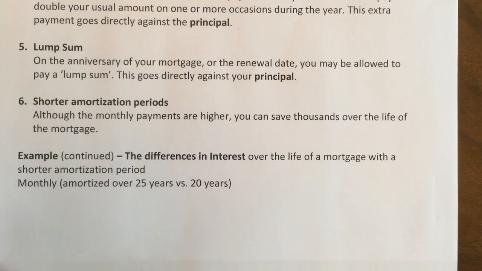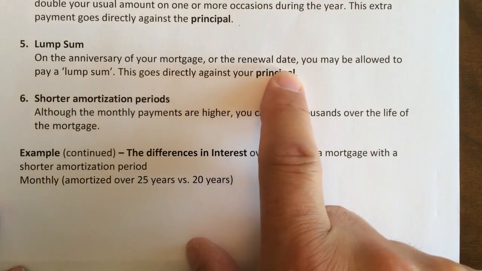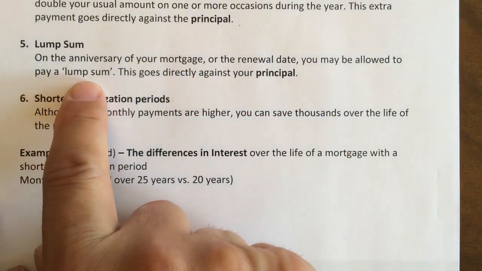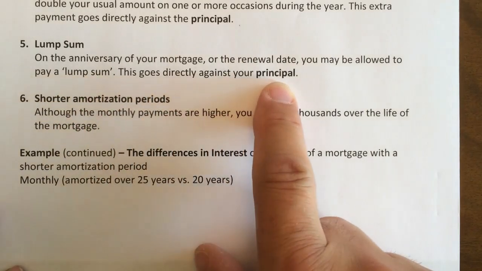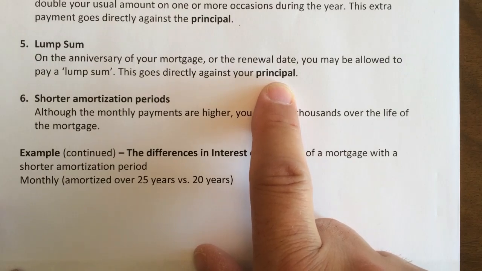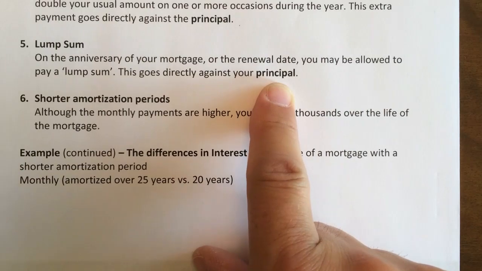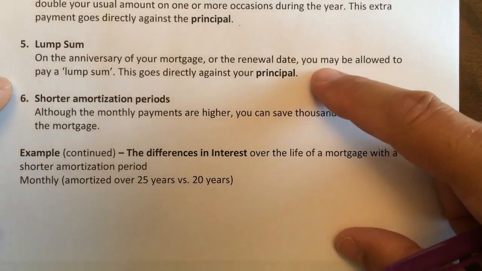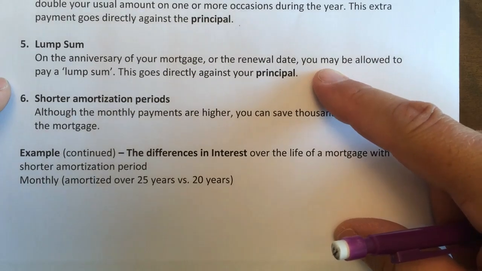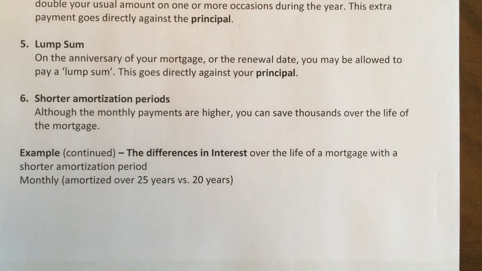Okay, another one is lump sum, like on the anniversary of your mortgage or the renewal date. You may be allowed to pay a lump sum, so whatever money you can scrape together, this goes directly to your principal. Maybe you've gathered some Christmas bonuses or production bonuses, or maybe you've sold a small piece of property or something like that, and you're saying, hey, instead of buying something else, I'm going to quickly pay off some of my mortgage and save myself money in interest. Okay?